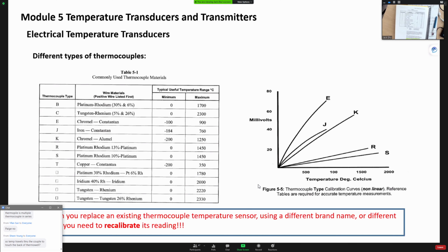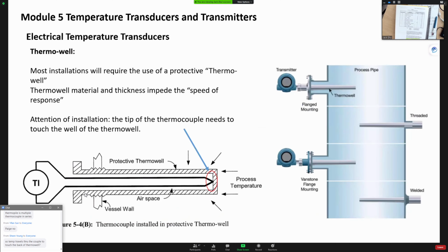And for your question, if I try to measure the temperature of the liquid in this pipe, this is the well. You can see this piece is the well. So the temperature has to transfer from the liquid in this pipe to the well first, and then go through the well to the hot junction of your thermocouple.